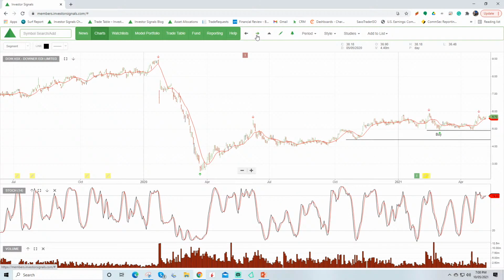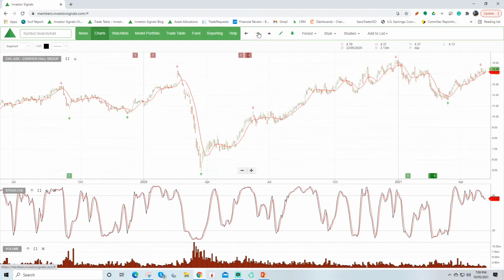Downer EDI, we're comfortable with this name. We own it in portfolios. It's in the algorithm models. It's switched from sell conditions to buy conditions there at around $5, now pushing $5.70. Continue to like that. Preference CIMIC over Downer though.